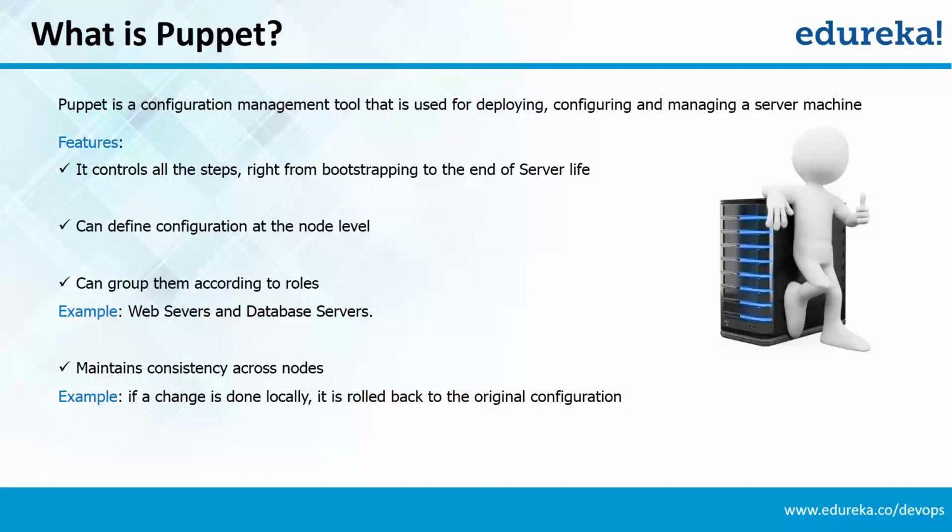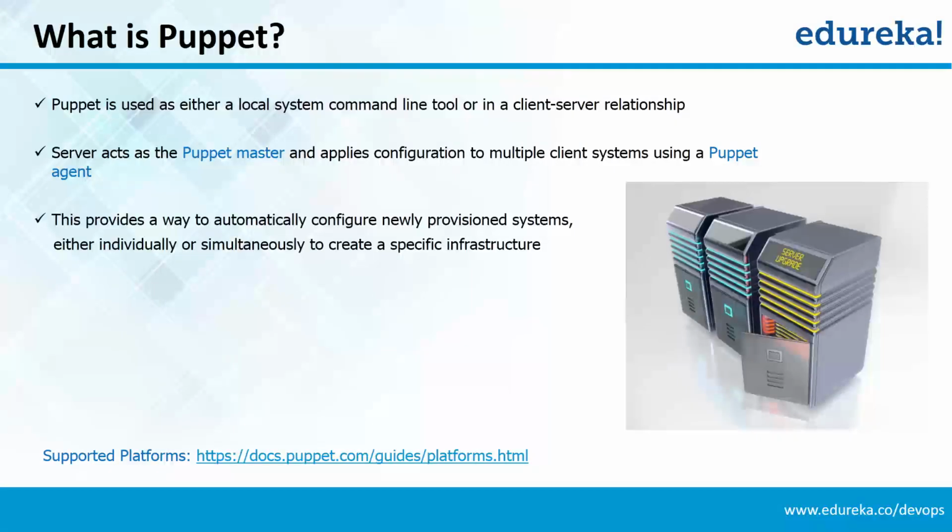So typically, Puppet is also used for maintaining consistency across nodes. Which means that a change which is done locally will always be rolled back to the original configuration. So you can run it locally, but the next time onwards, the master will ensure that this is what I want in a node, this is what you will get. Your local changes are overwritten with that. So Puppet supports that.